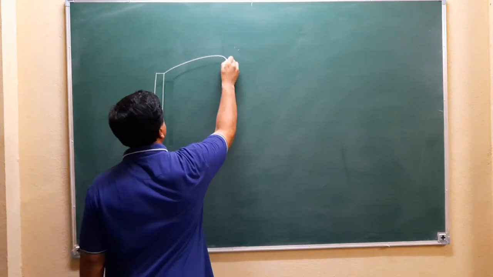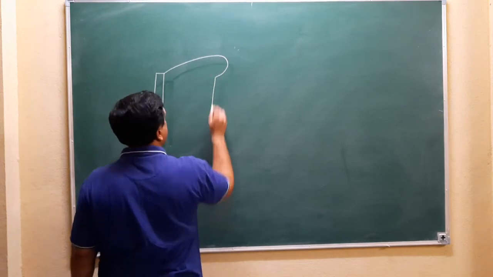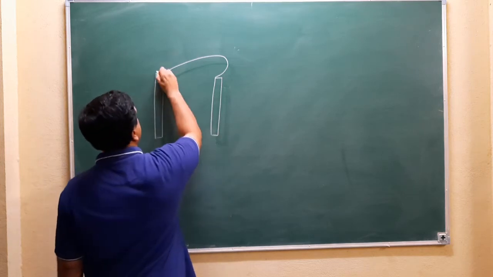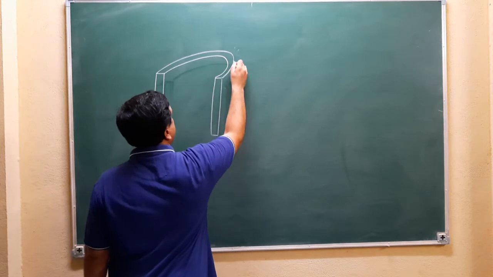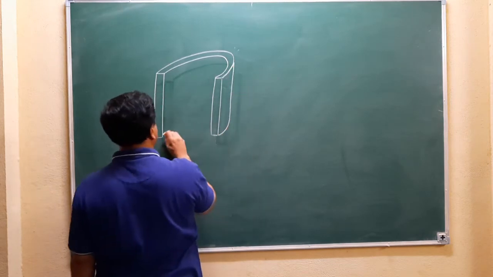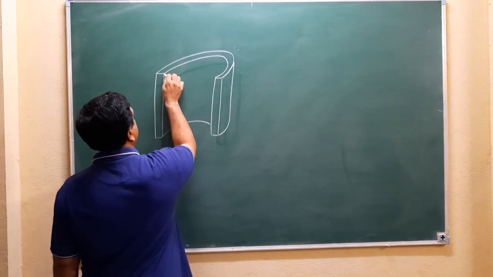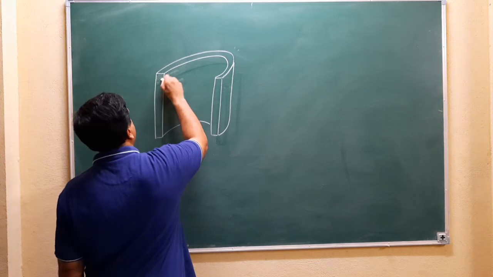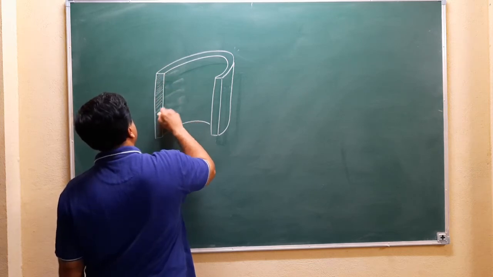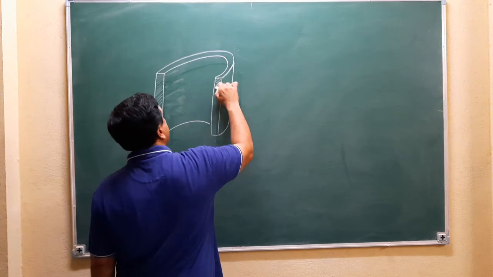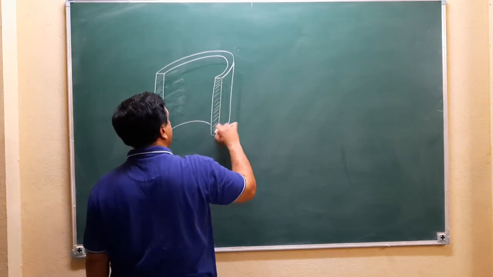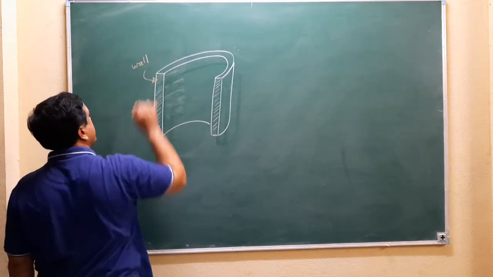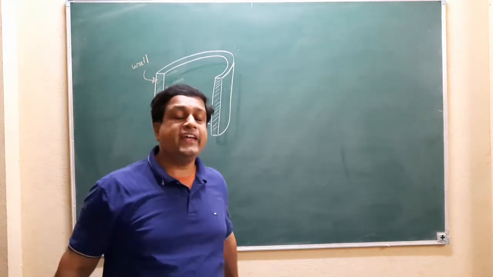I will try to sketch the 3D view of the wall. So this is a wall of the water tank, let it be like this. These are the two main components of the water tank. So this is the wall of the water tank. And the second main thing is the base of the water tank.